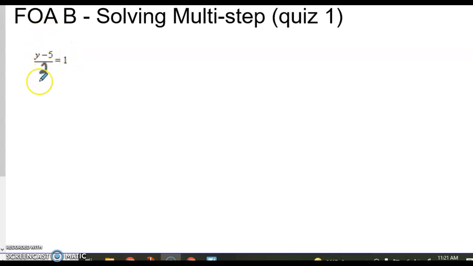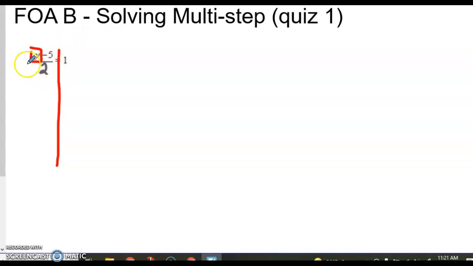All right, so we're looking at this first problem. We want to solve for y. So I'm going to draw a line down the equal sign, and I'm going to box off my letter. Now there's a lot that I need to get rid of. I need to get rid of this divided by 2, and I need to get rid of this subtract by 5. I'm going to get rid of the divided by 2 first.